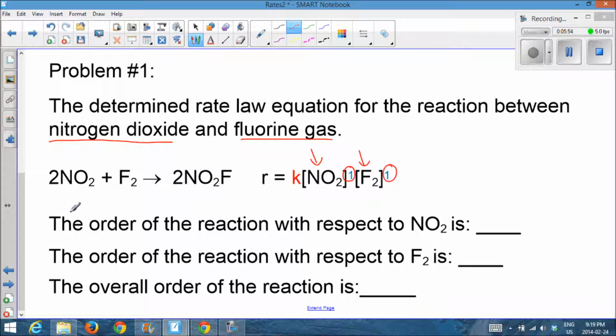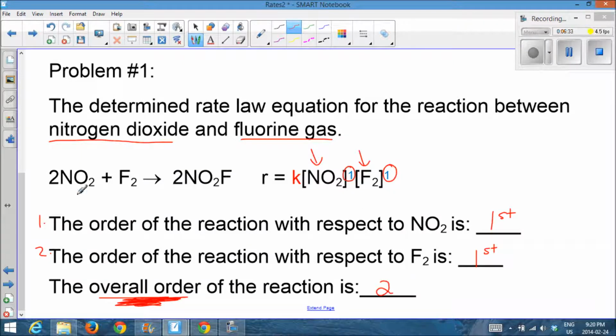Now, that means the order of reaction with respect to NO2 is, we call NO2 a first order reactant because it has an exponent of 1. So therefore, if it had an exponent of 2, we'd call it a second order reactant. And F2, since it has a 1 there as well, is a first order reactant as well. The overall order doesn't really help us too much when we're talking about a reaction. The individual orders really help us a lot, but the overall order doesn't help us all that much. But the way we find it is you just add the exponents together, 2.